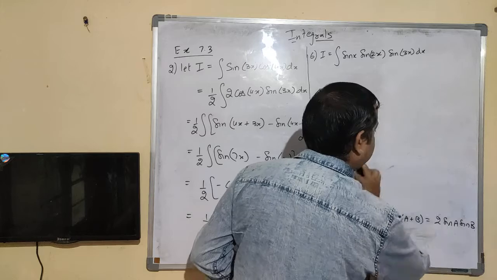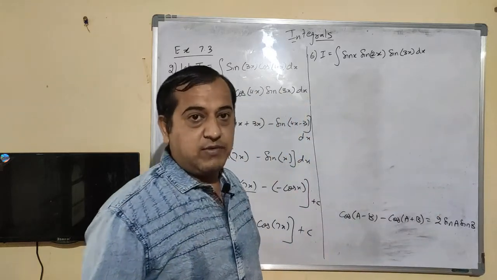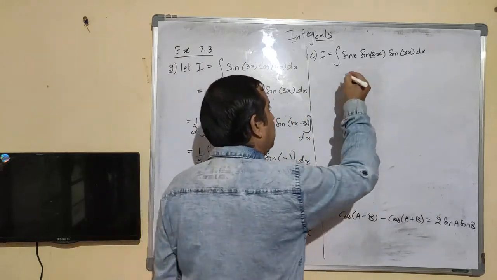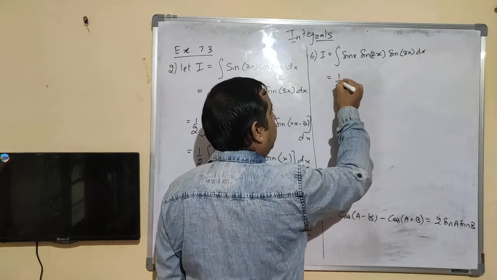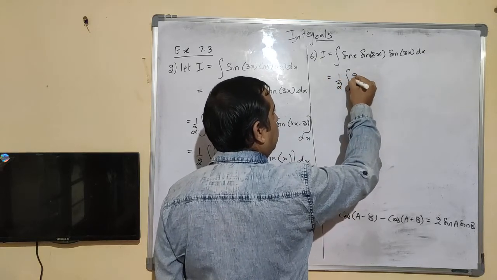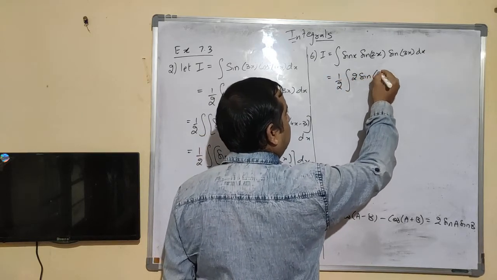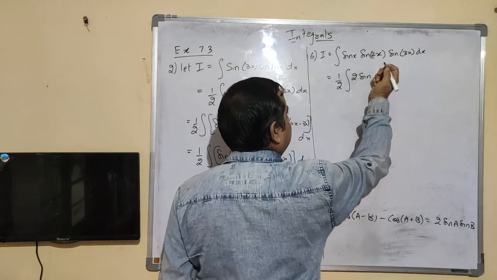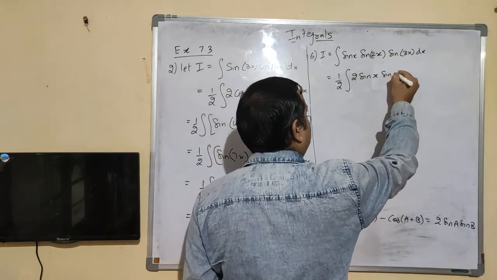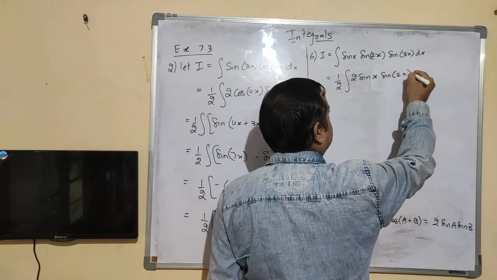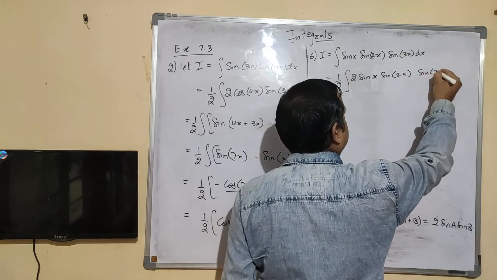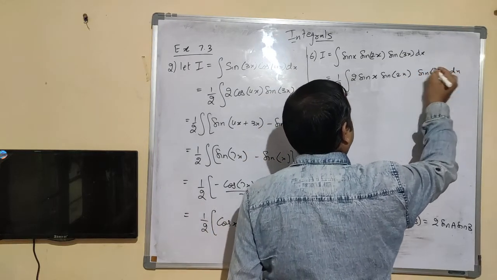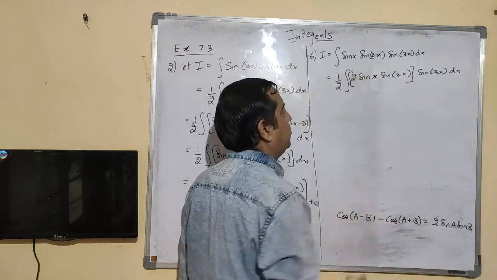This formula you have already studied in your 11th standard. So what you will do, you will multiply and divide by 2. You get 2 sin x sin 2x sin 3x dx. First apply the formula on these two terms.